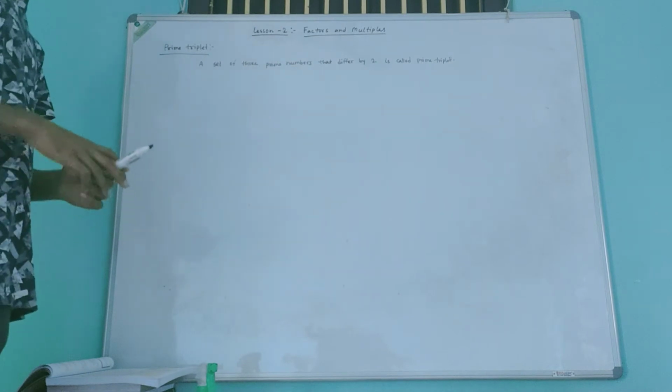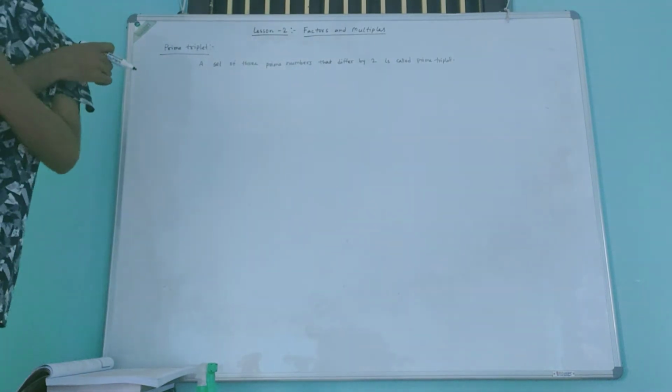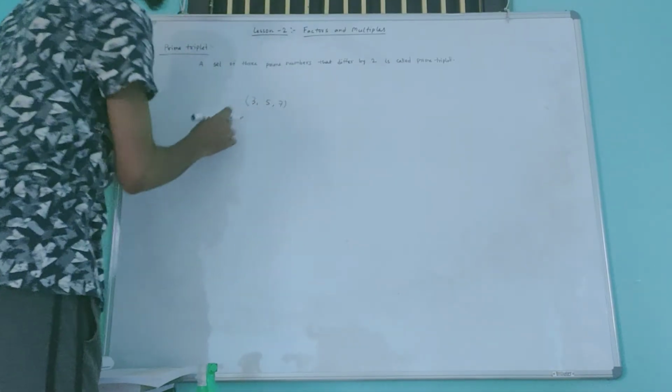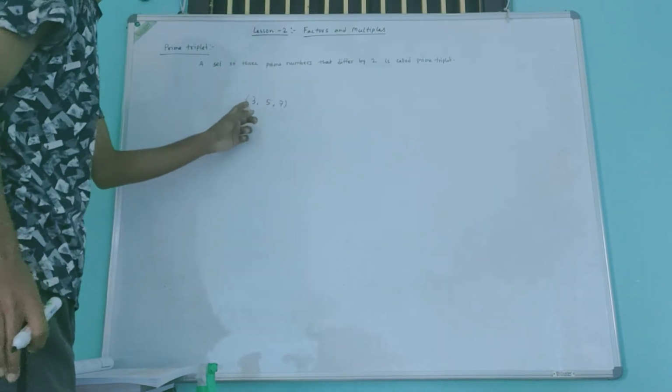Now what is a prime triplet? A set of 3 prime numbers that differ by 2 is called a prime triplet. That means there will be 3 prime numbers and the difference between them will be 2. Suppose we can write 3, 5 and 7. Look, all the 3 numbers are prime numbers as well as their difference.